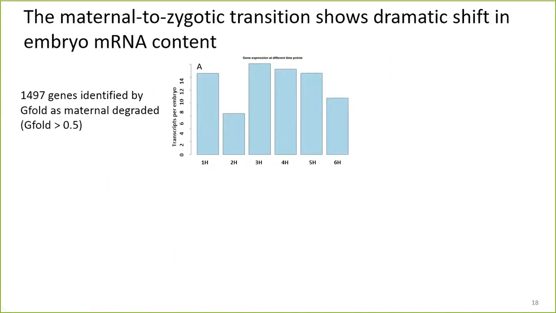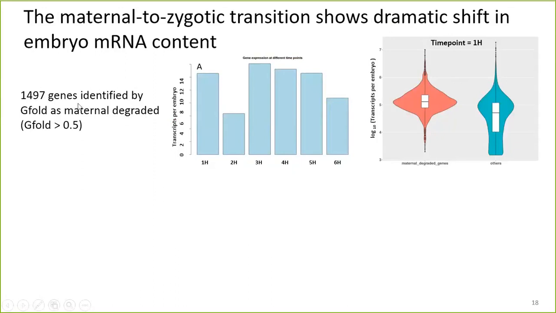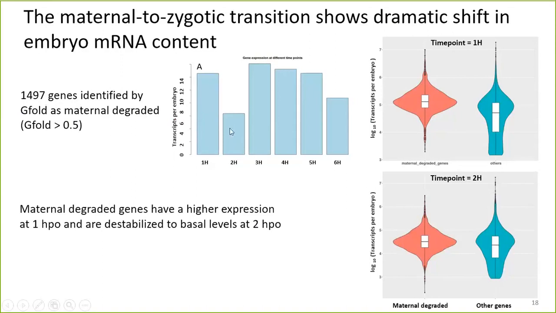So when we look at the expression level of these 1,497 genes that are downregulated between the 1 hour and the 2 hour time points, and how they are expressed at the 1 hour time point, which is what I show in this figure on the right, you can see that the expression level is slightly higher than the expression level of all the other genes. If you look at those same genes at the 2 hour time point, after downregulation, you can see that their expression is generally similar to all the other genes. So from the literature, what we think is happening here is that during the development of the embryo, you have these maternally supplied transcripts, but some of them are highly abundant.